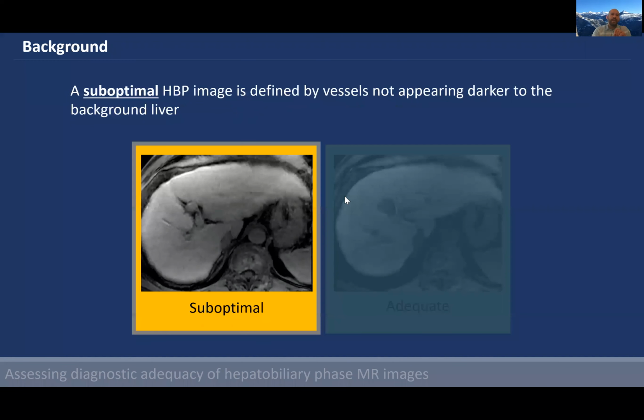Now, conversely, a suboptimal HBP image is defined by vessels that do not appear darker than the background liver. So this means that if we acquire an image much too early, the vessels might appear brighter because the contrast is still in the vessels, but the liver doesn't have any contrast yet. That's rare if we acquire the images later than 10 minutes. So we tend to encounter this situation where our vessels are what we call isointense to the background liver, where they're just the same intensity because there's contrast in both the vessels and the liver. So we do not want this.